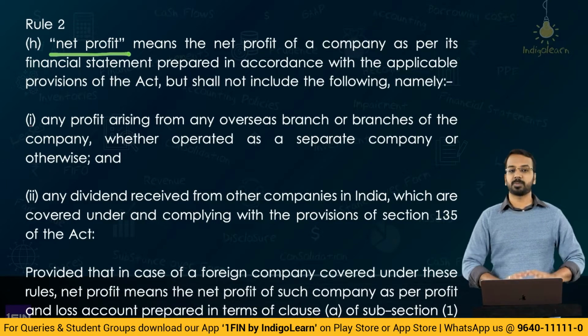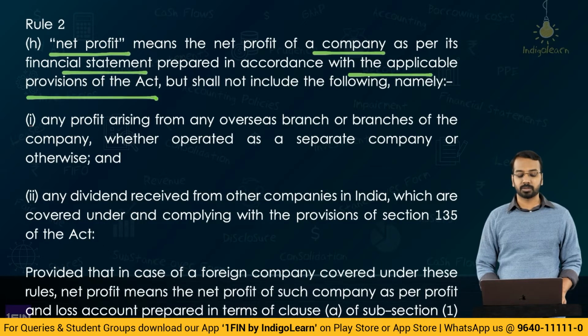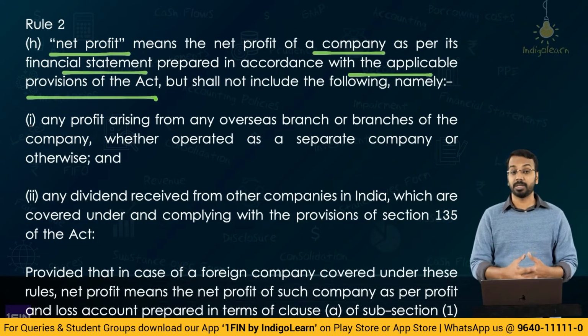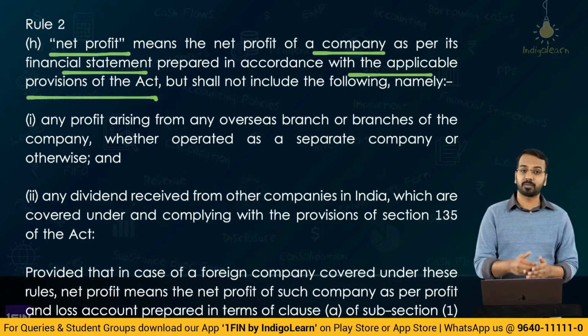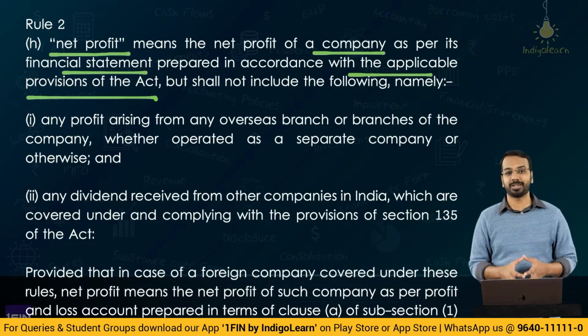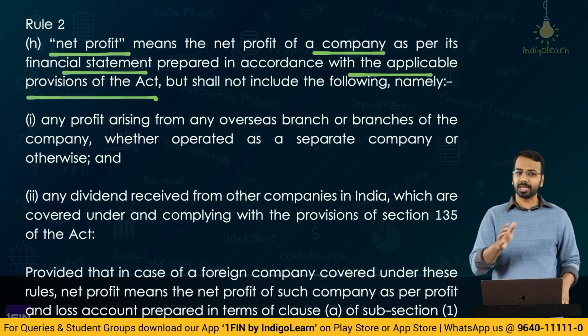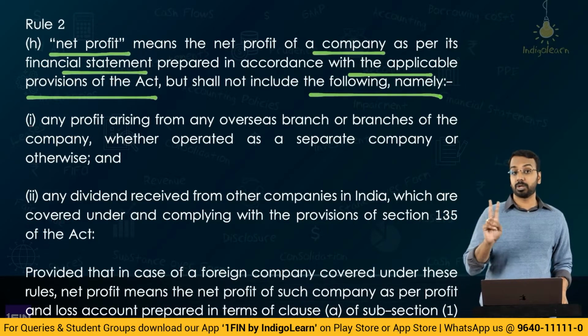First definition is with respect to net profit. Net profit means the net profit of a company as per its financial statement prepared in accordance with applicable provisions of the Act. So, you have to prepare the financial statements as per the applicable provisions of the Act, and whatever is the net profit calculated as per the provisions of this Act. And you have section 198 that talks about how to compute net profit, and according to that we have to calculate the net profit, but we will not include the following. So, there are two items which will not be included.